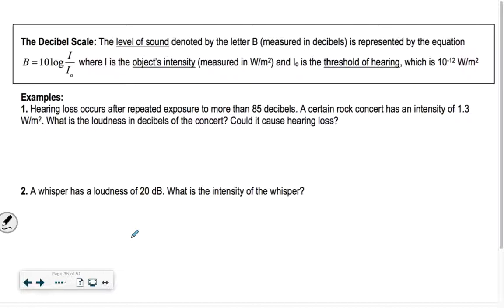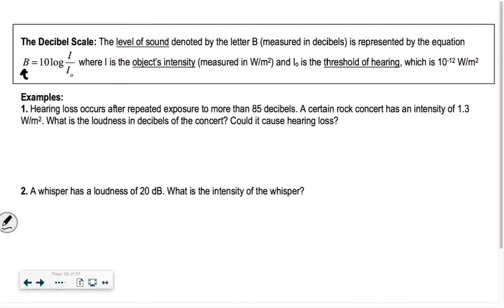All right, so the decibel scale, this is the last one. So it says hearing loss occurs after repeated exposure to more than 85 decibels. A certain rock concert has an intensity of 1.3 watts per meter squared. What is the loudness in decibels of the concert? Could it cause hearing loss?